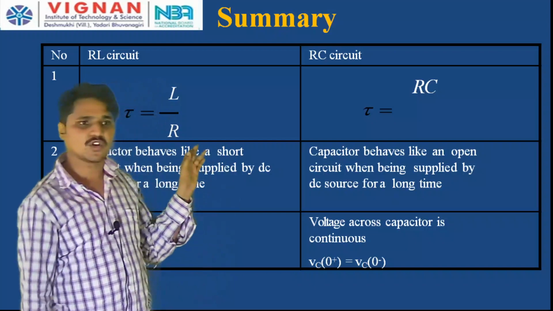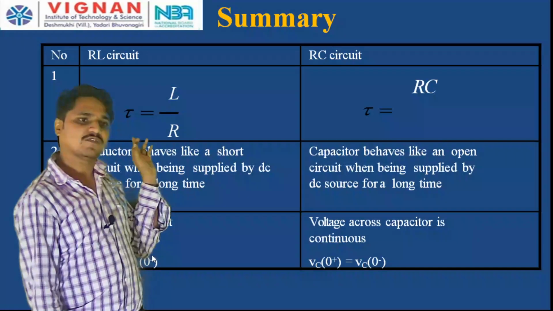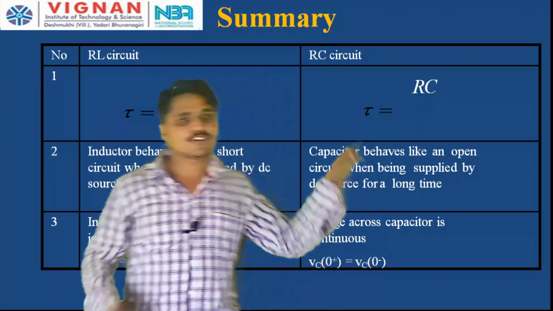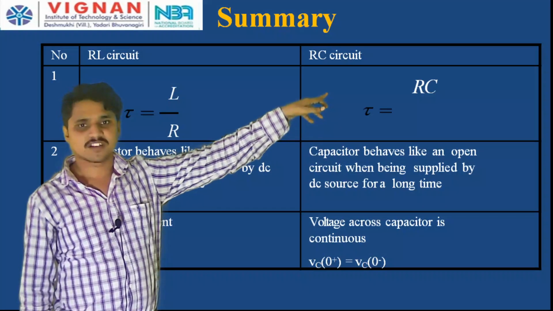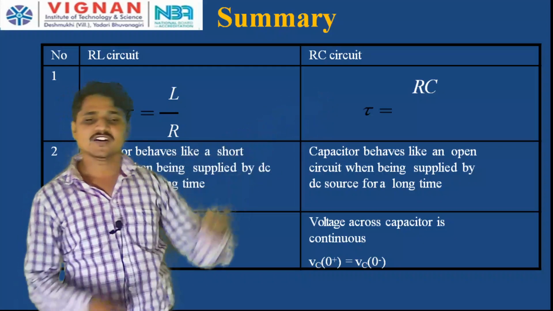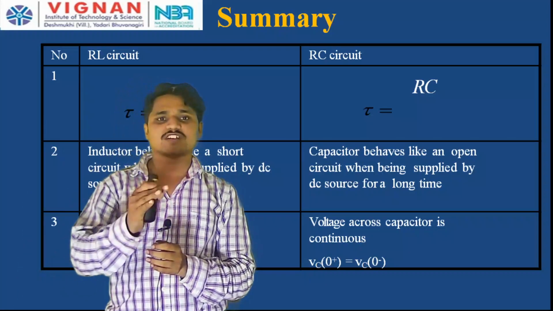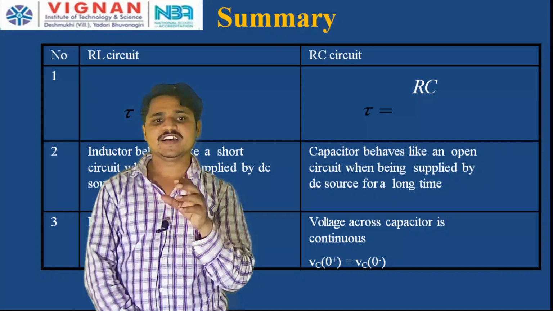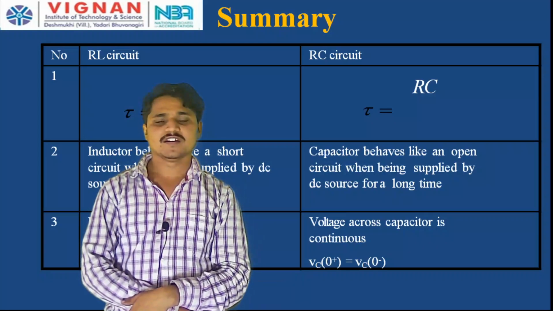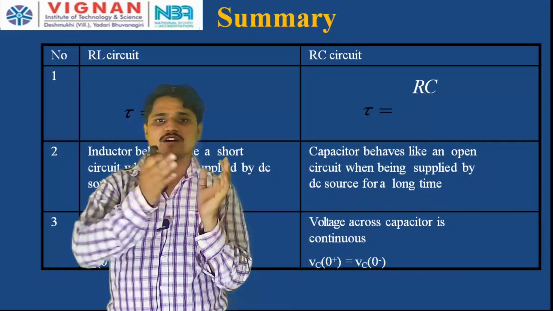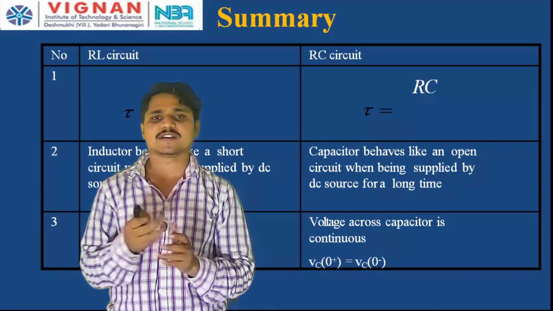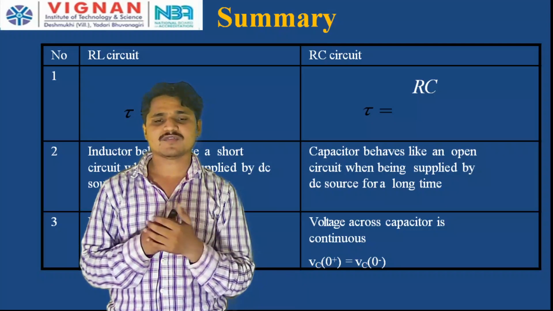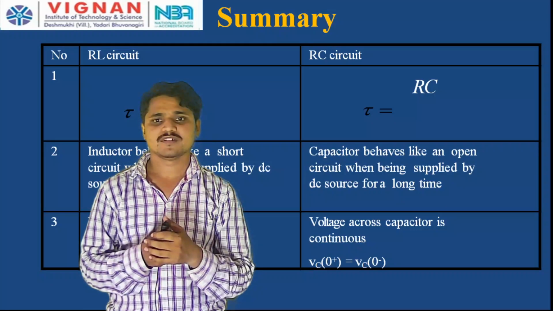For the RL circuit, what is the time constant? Tau is equal to L by R for the RL circuit, and tau is equal to RC for the RC circuit. An inductor behaves like a short circuit when supplied by DC. If DC is applied to the inductor for a long time, it acts as a short circuit, because voltage V is equal to L di by dt. The derivative of a constant is 0, and voltage 0 means short circuit.